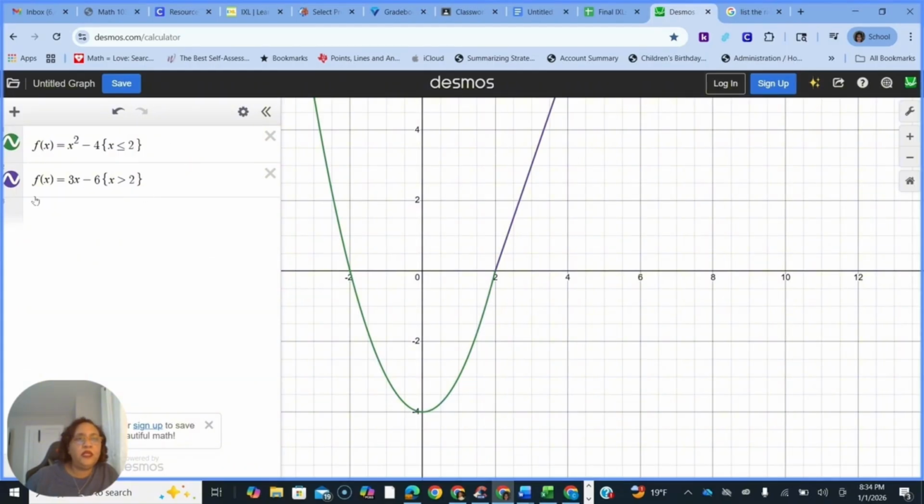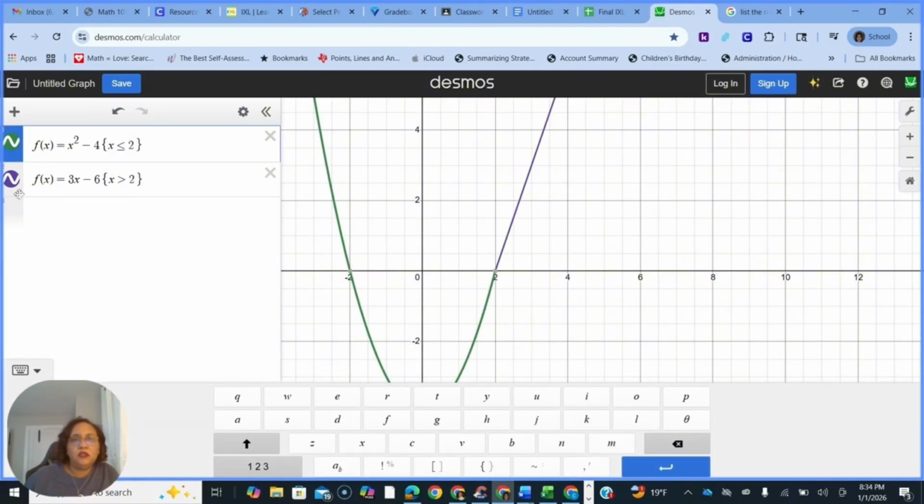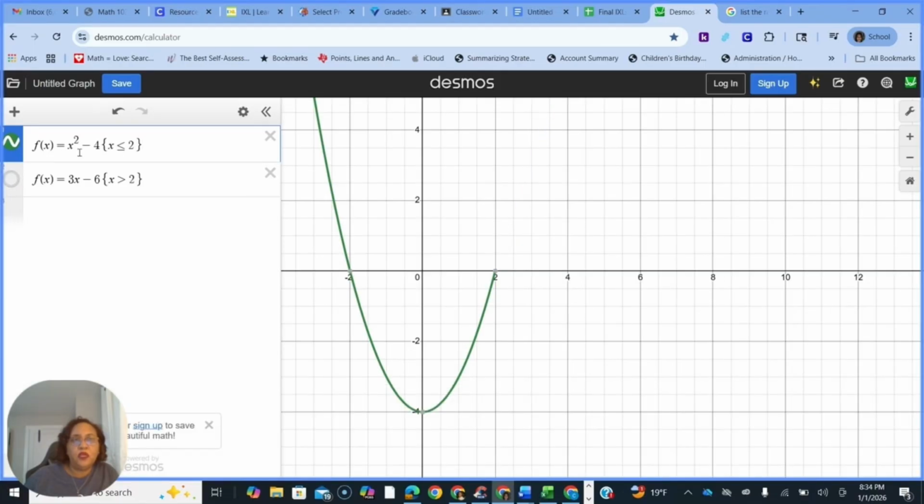Okay. So the way that you read this is, I'm going to turn this one off. The function exists only up to this number. Now remember that it's less than or equal to, so it includes the number 2. But this one does not, okay? So I'm going to turn this one off, and I'm going to turn this one on.